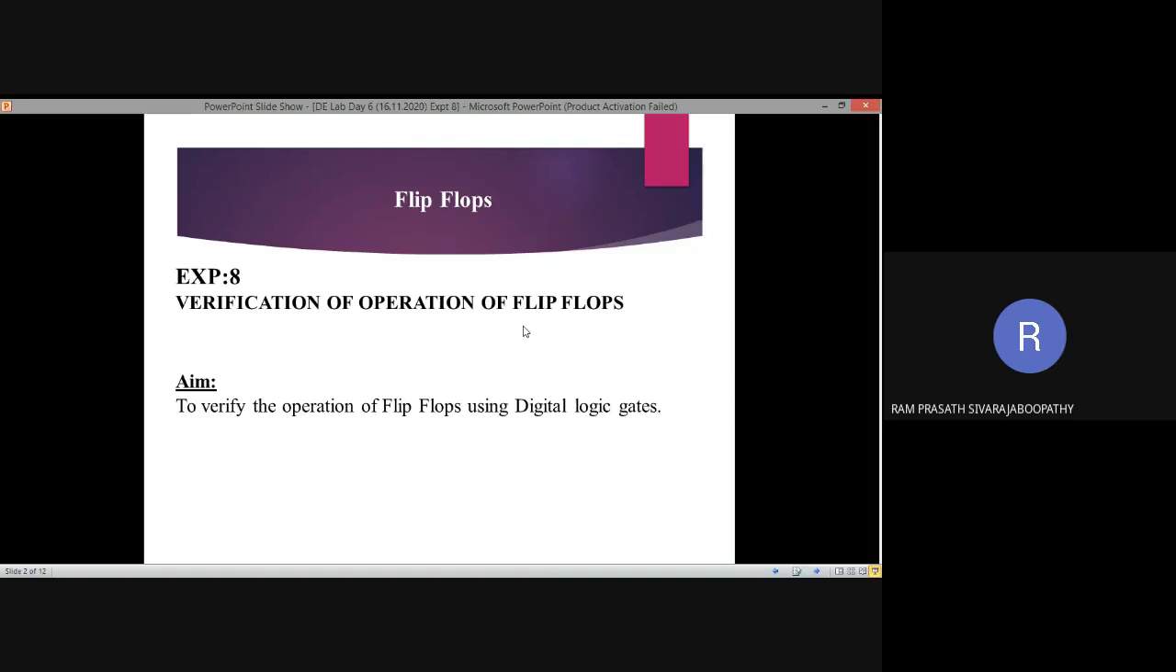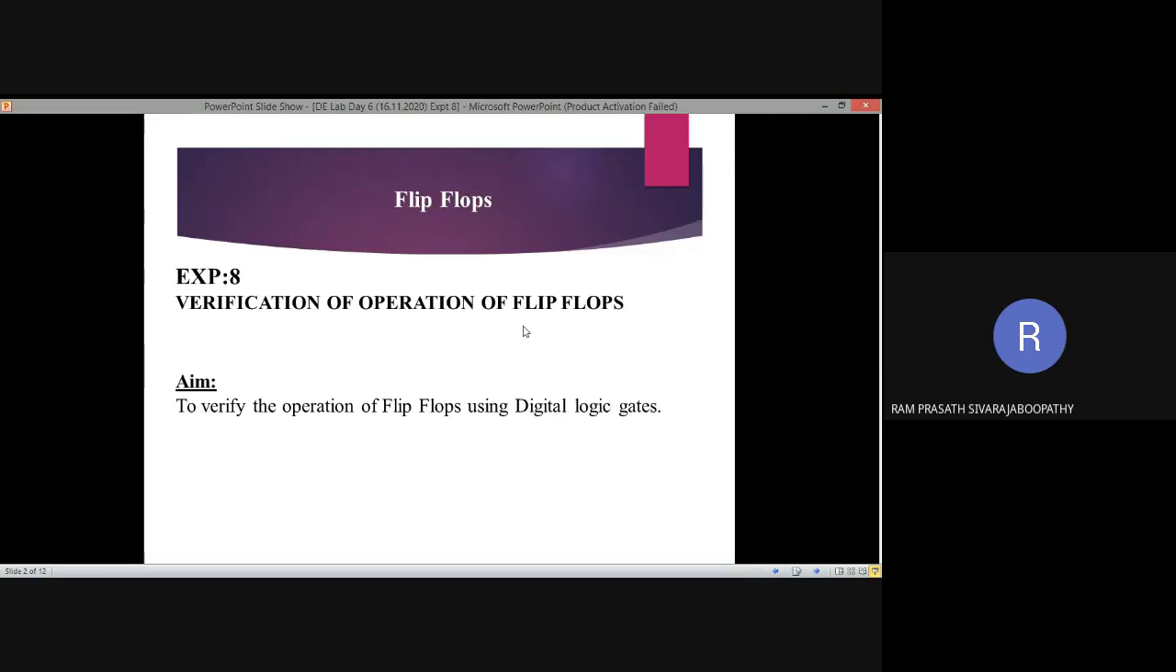Yes, very good, Jeevita. NOT gate. Very good. For designing JK flip-flop, there also we need NAND gate. How many inputs must be there in the NAND gate? In the case of JK flip-flop, how many NAND gates we need? That means how many input NAND gate we need.